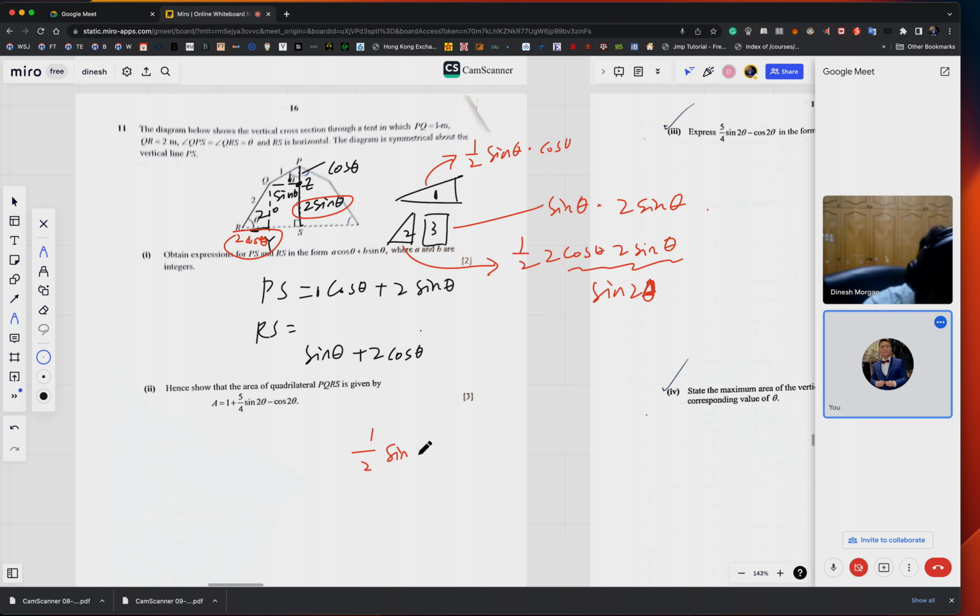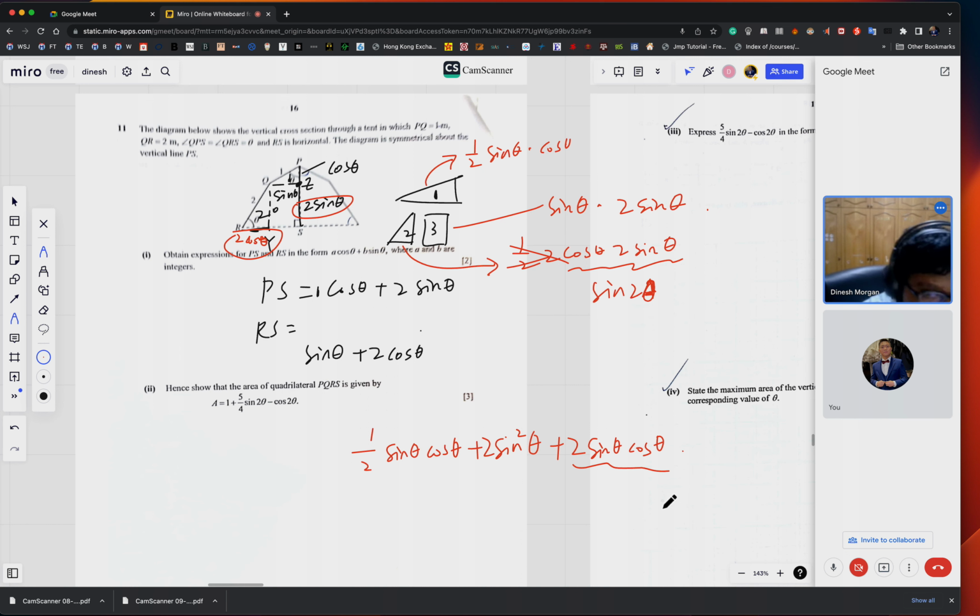Okay, so with this, you just add up. So it's half sine theta cosine theta plus 2 sine squared theta. Then over here, this is gone, so it's plus 2 sine theta cosine theta. So how can we prove it? Like 2 sine theta cosine theta, what do you get? Oh wait, I'm looking for the formula sheet. Oh, okay, I have it.